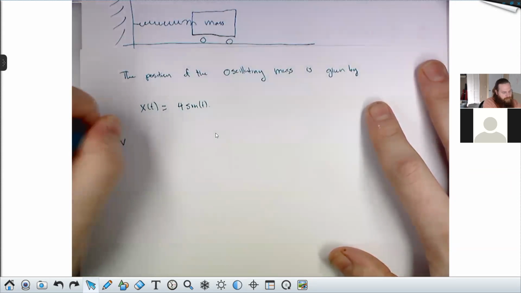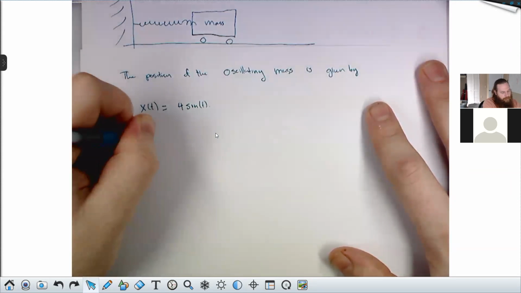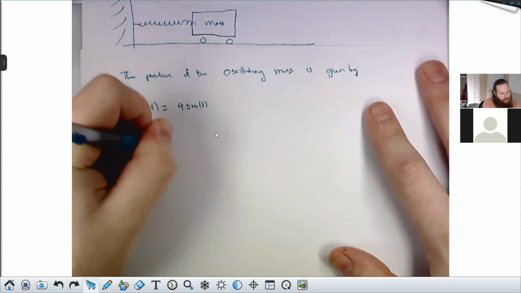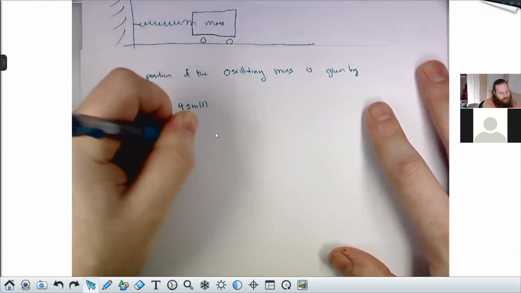Velocity, remember, is the first derivative taken with respect to time of the position.